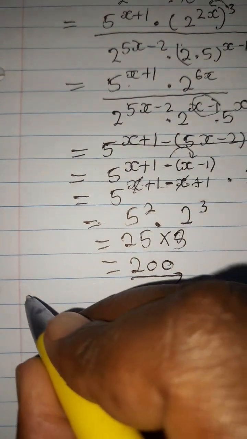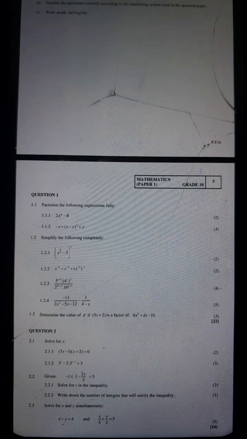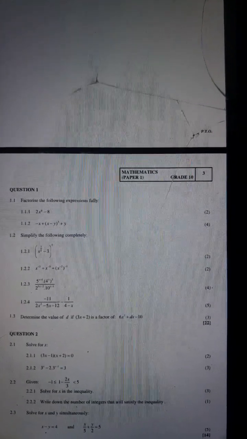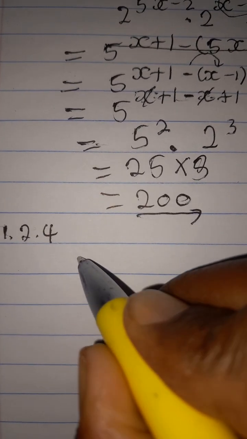So let us go to 1.2.4. At 1.2.4, negative 11 divided by 2x squared minus 5x minus 12 minus 1 all over 4 minus x. So first thing first, we can see that we need to factorize the denominator and we need to fix 4 minus x, because 4 minus x is not in a standard form. It's not in a standard expression. The standard expression must start with a variable, then it ends with a number. So those are the things that we will fix at 1.2.4. Well, let's put that into practice.